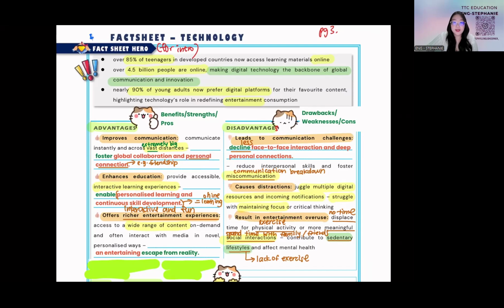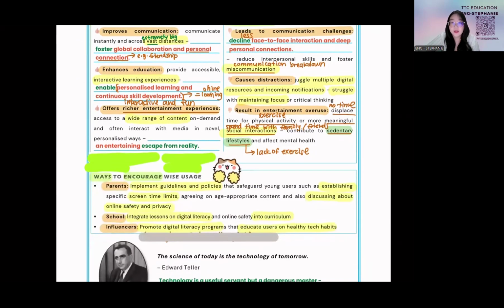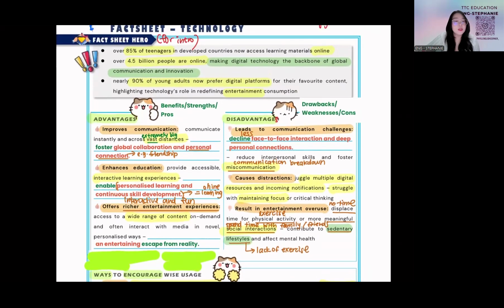Okay. All right. So count down in 3 seconds, and we shall move on to the ways to encourage wise usage, as well as one or two extra proverbs or quotes that you can use in your conclusion. All right. So in 3, 2, 1, let's go.